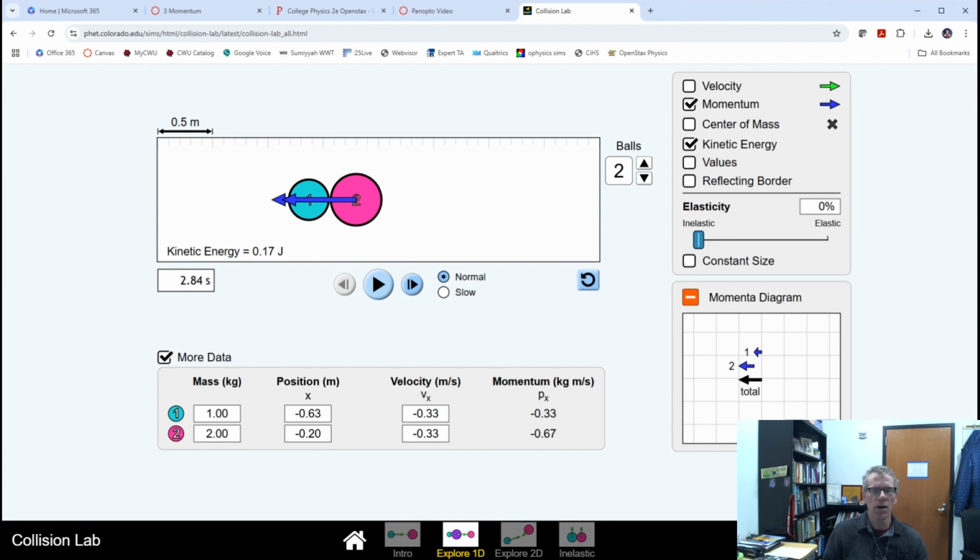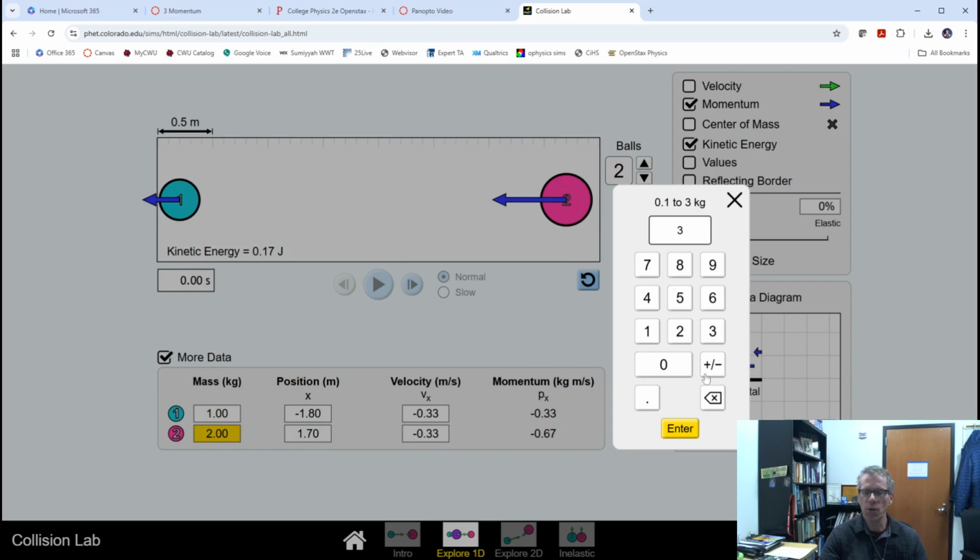So momentum was still conserved. Initially, it was 1 plus -2, so -1 kilogram meter per second. Afterwards, it's -1/3 plus -2/3, still -1 kilogram meter per second. So momentum is still conserved, but again, kinetic energy went way down. Before it went from 1 joule to 0 joules. Here it went from 1.5 joules to 0.17 joules. So it didn't lose all the kinetic energy, but it's still much less. So we're going to go one more time.